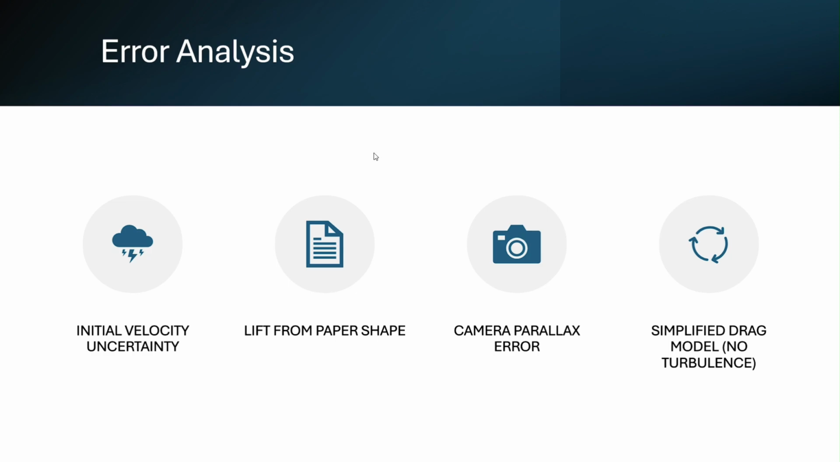Here are the potential errors that might have occurred during the experiment: initial velocity uncertainty from the variation in the throw, lift effect due to the paper's shape altering airflow, camera parallax error from the slide angle misalignment, and the simple drag modeling, which ignores turbulence. Together, these errors can influence our data, thus presenting inaccurate results.